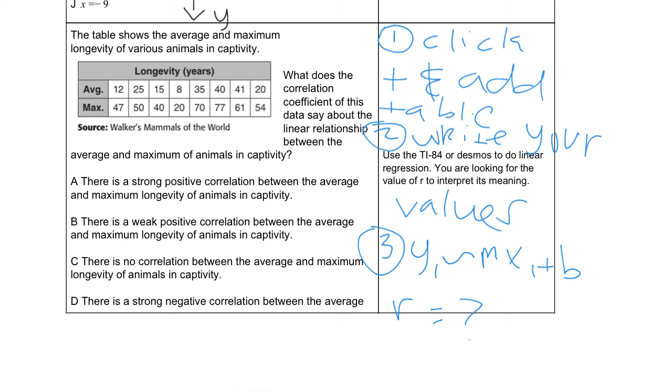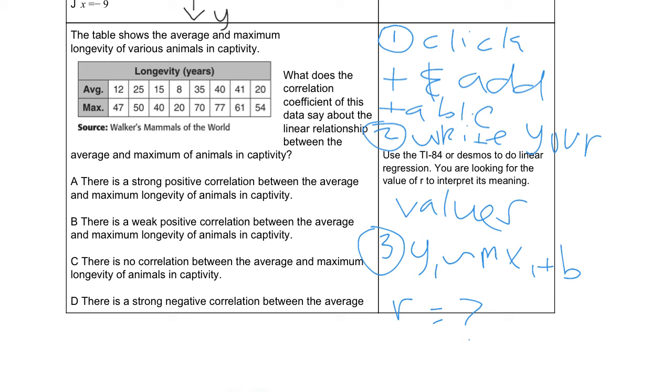Now remember, if it is above 0.5, then it is going to be a strong positive correlation. If it is below 0.5, it's going to be a weak positive correlation. And then if it is above negative 0.5, then it's going to be a strong negative correlation. And if it is below negative 0.5, it is going to be a weak negative correlation. So 0.8818, if we round that, we would get 0.88. So that's still above the 0.5. Obviously, this is positive, right?